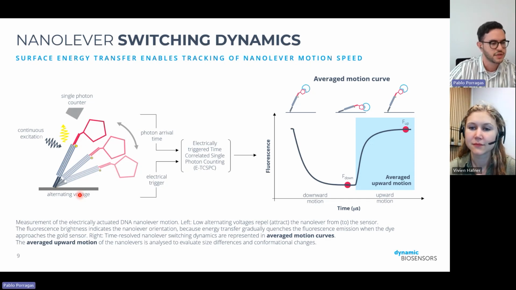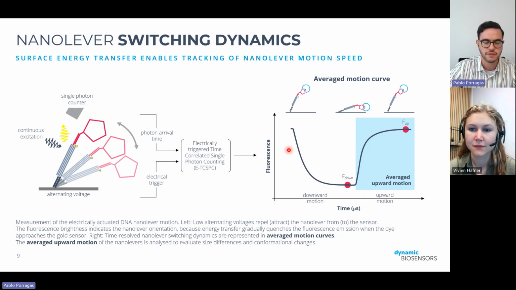When we apply a positive voltage potential to the sensor surface, we attract that negatively charged DNA origami nanolever to the sensor surface. As we do so, this tethered dye that we have here decreases in fluorescence because the dye is quenched by the sensor surface. So the closer we get, the more quenching we see. Then when we're in the fully down position, we can alternate the voltage potential to a negative voltage potential and essentially allow that DNA origami nanolever to diffuse back into the standing position. In doing so, we get a return back to baseline of the overall fluorescence of the system here.